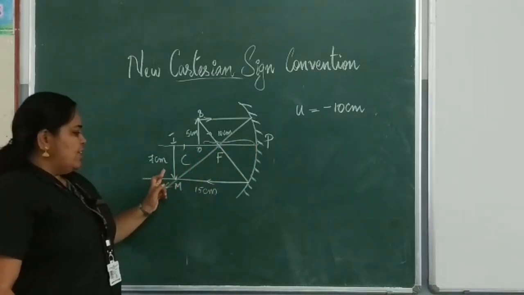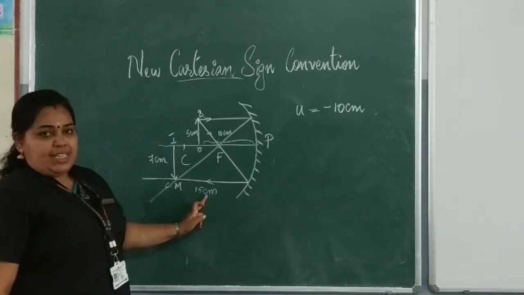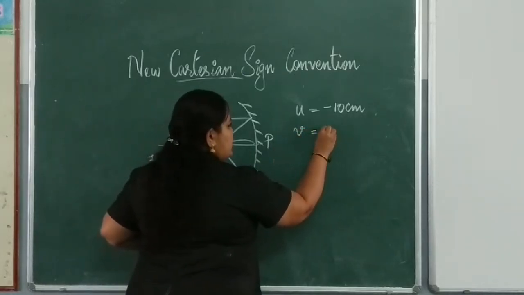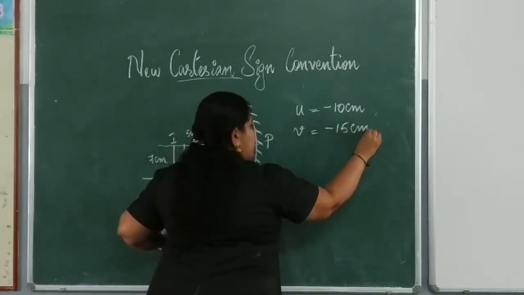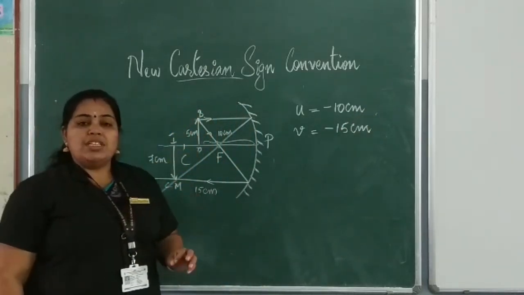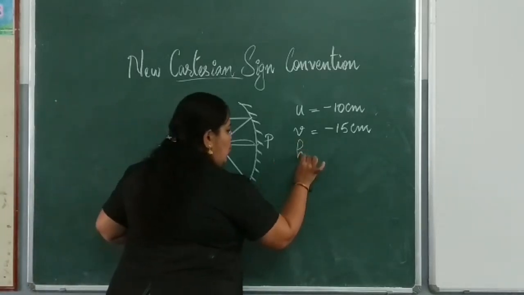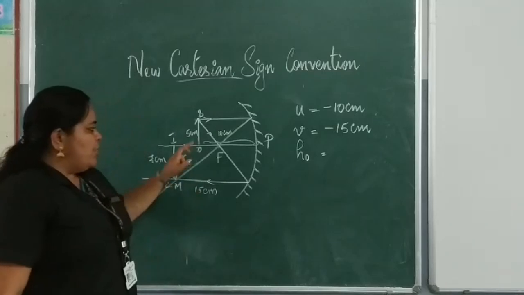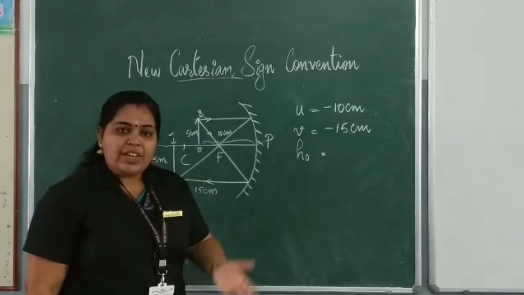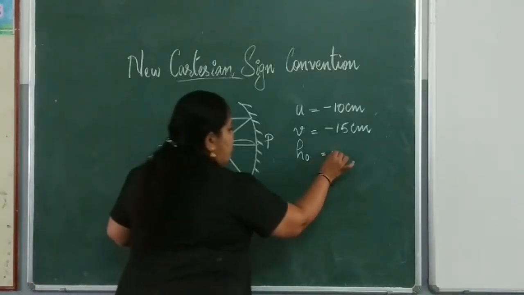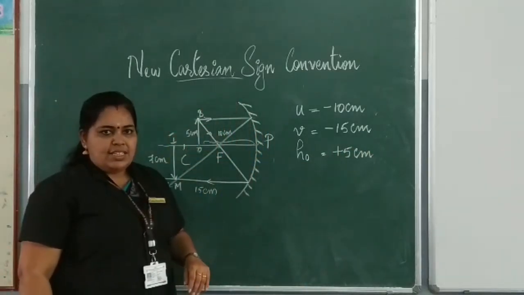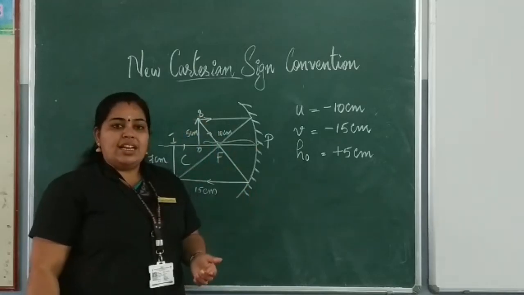And see here, the image is formed at 15 centimeter. Again, it is to the left hand side. So we will write v is equal to minus 15 centimeter. Now the height of the object is given. Height of the object is represented by the letter ho. How much is the value given here? 5 centimeter. Whether it will be plus 5 or minus 5? It will be plus 5 centimeter because it is above the principal axis. Those above the principal axis are taken as positive.